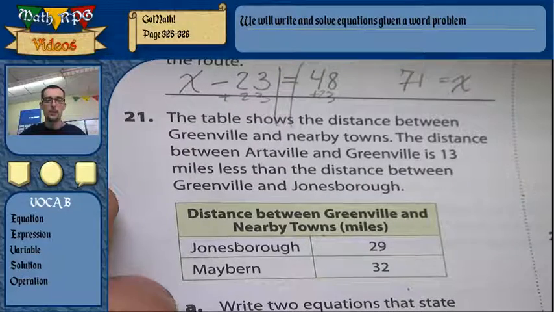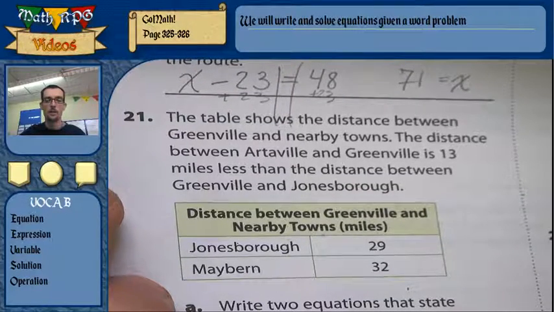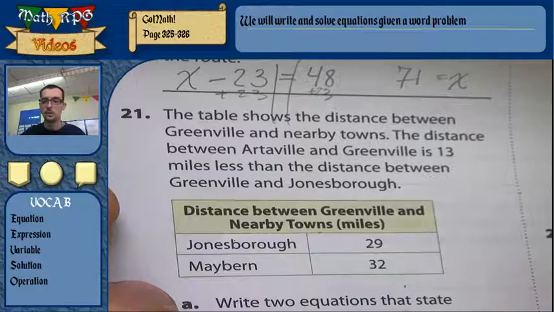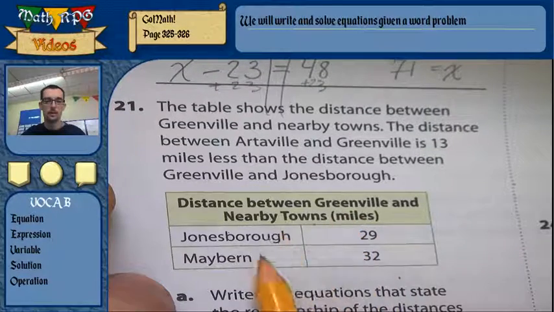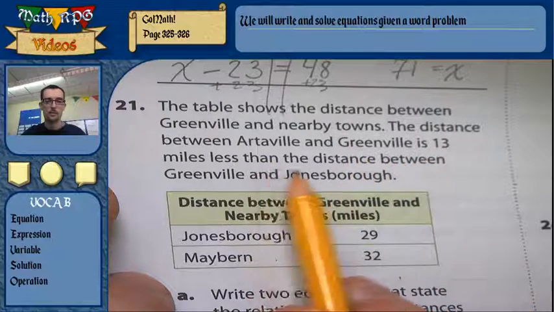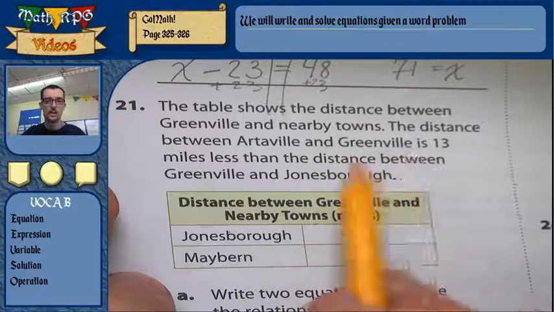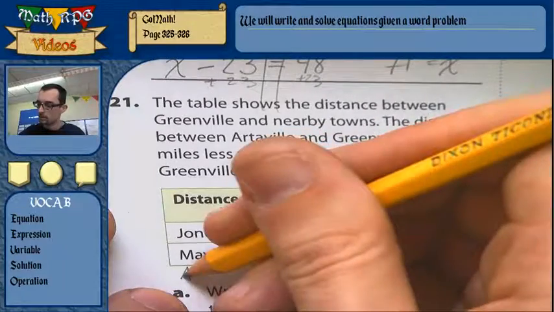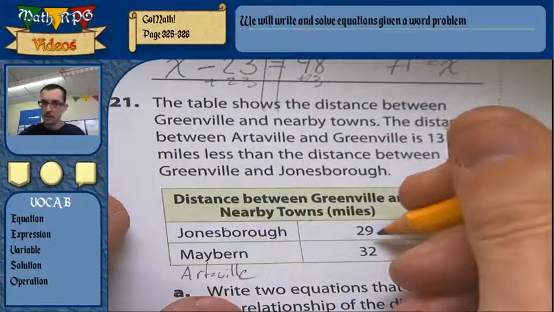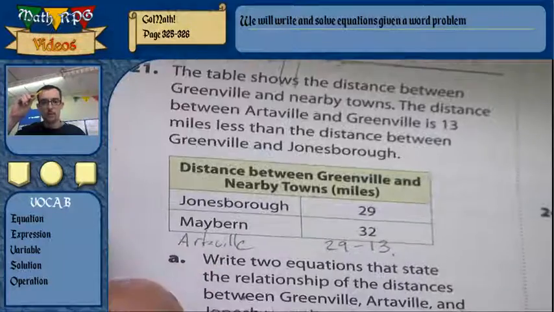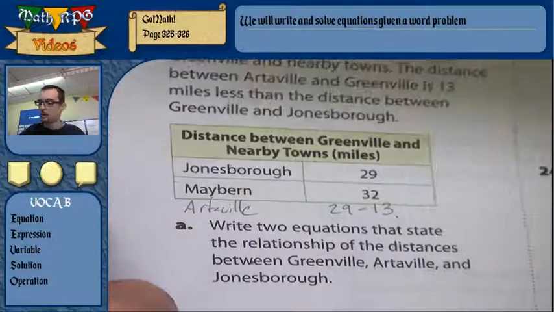Cool. The table shows the distance between Greenville and nearby towns. The distance between Ardaville and Greenville is 13 miles less than the distance between Greenville and Jonesboro. Okay, so this is the distance between Greenville and nearby towns. Greenville and Jonesboro is 29. Greenville and Mayburn is 32. And Ardaville and Greenville is less than the distance between Greenville and Jonesboro. Okay, so it's 13 less than this thing right here, right? So the distance between Ardaville and Greenville is 13 less than this, right? Okay. Write two equations that state the relationship of the distances between Greenville, Ardaville, and Jonesboro.